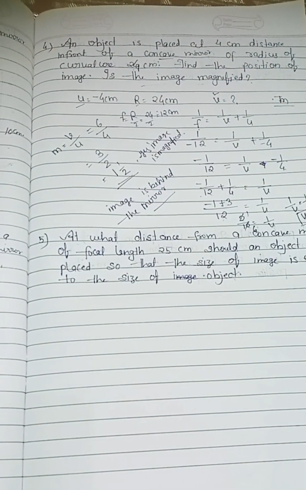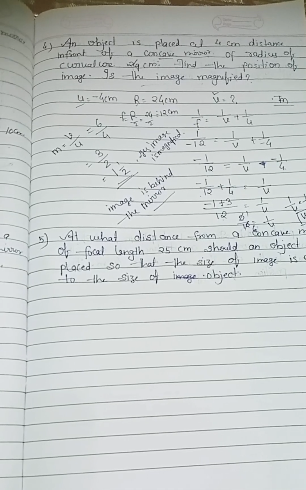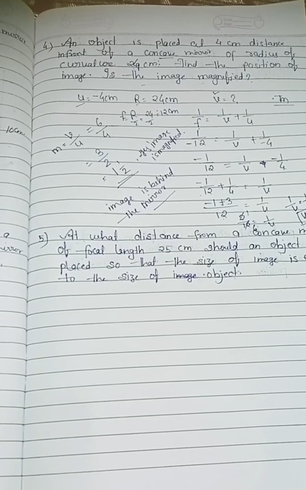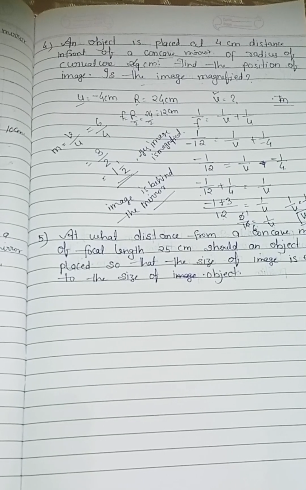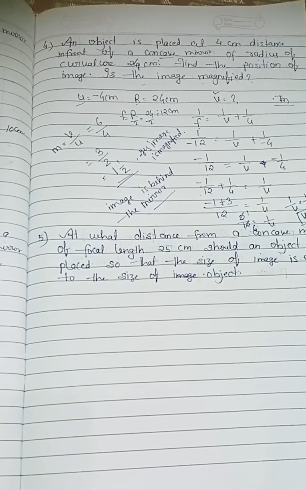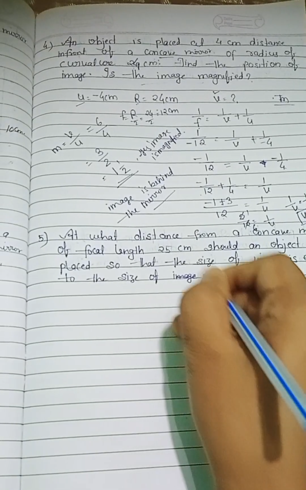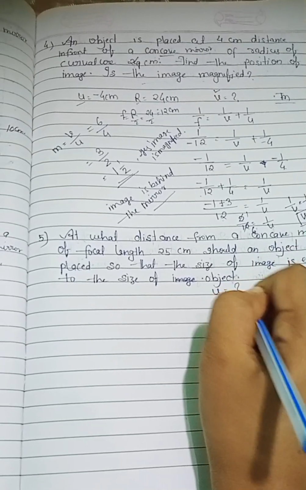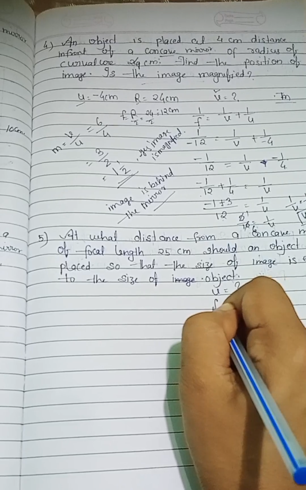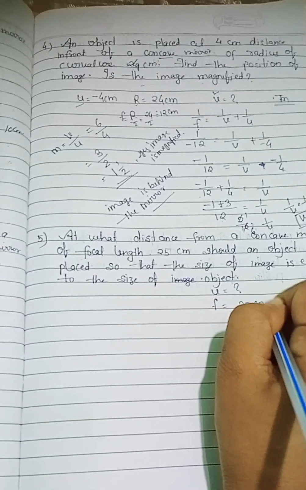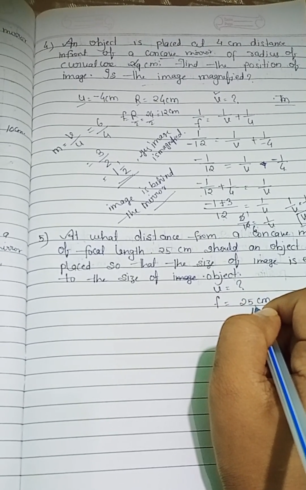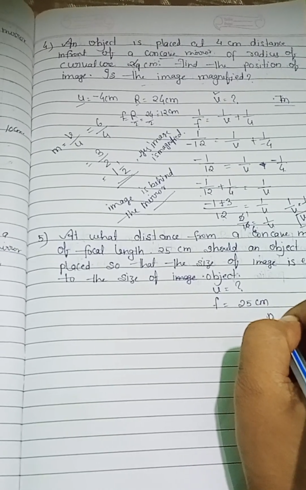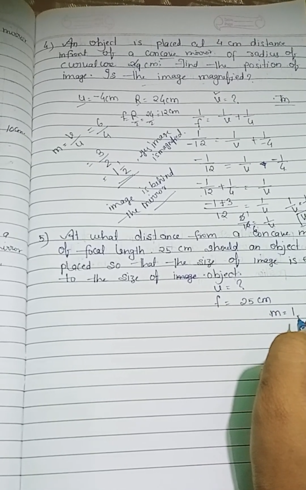Now we will go for the next question. It is given, at what distance from a concave mirror of focal length 25 cm should an object be placed so that the size of image is equal to the size of object? Okay, so here at what distance object should be placed, means we need to find out the value of u. Focal length is given, f is equal to 25 centimeter. Now it is said that the size of object and the size of image should be same, means the value of m is equal to 1.